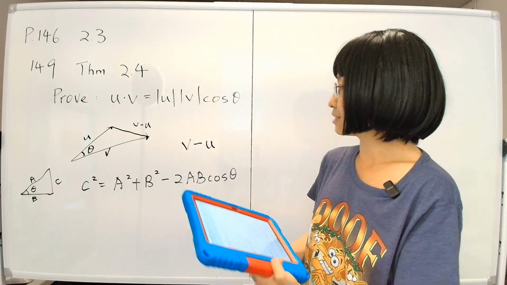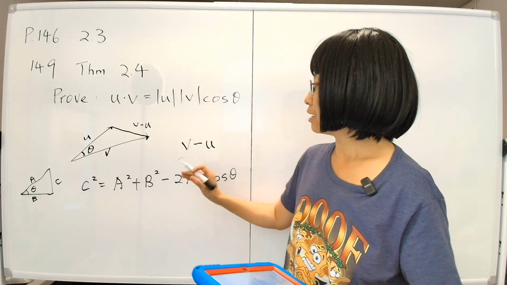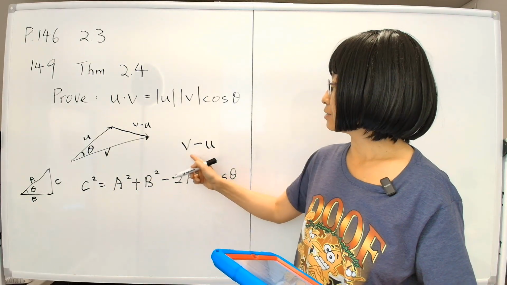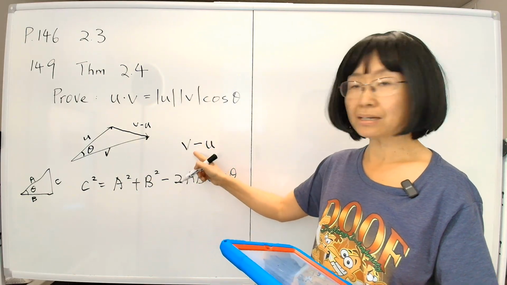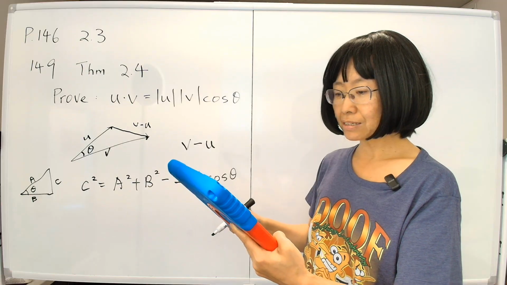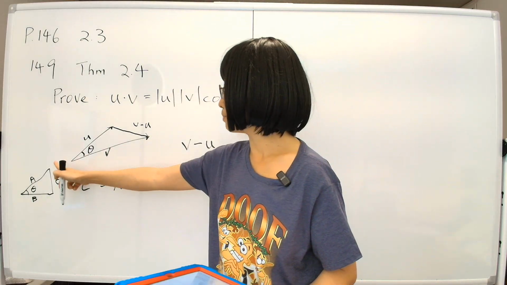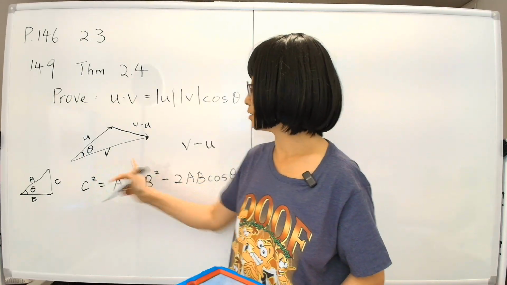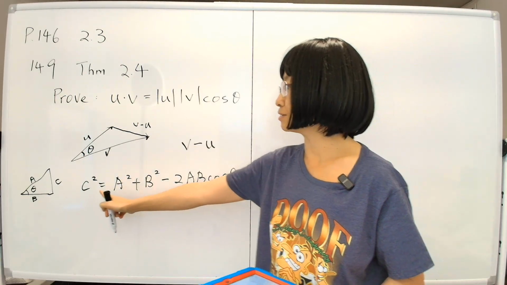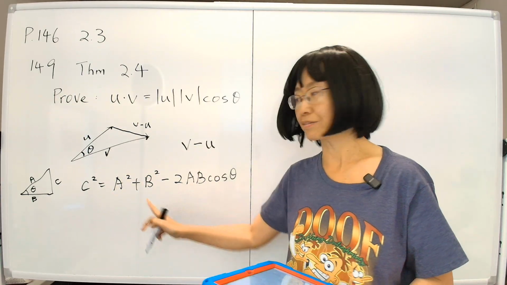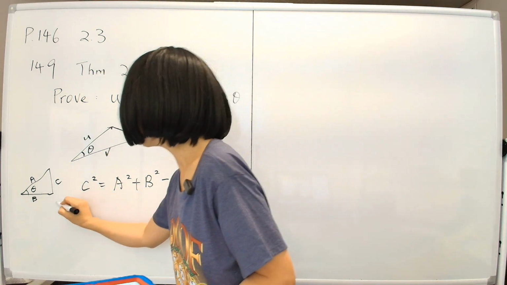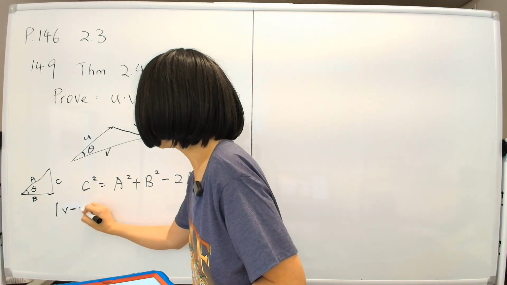Now we're going to use the law of cosines to prove this. So first, we're going to calculate the magnitude of v minus u squared, because v minus u is our third side. We don't need to know the magnitude itself, we just need to know its square because we're applying the law of cosines, where everything is nicely squared. So we'll calculate v minus u squared.